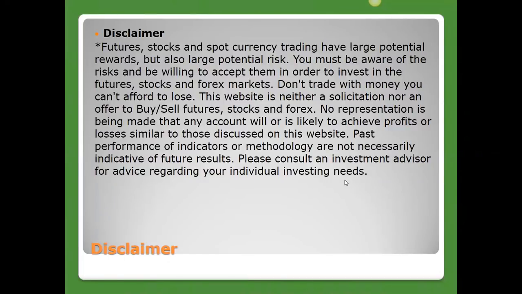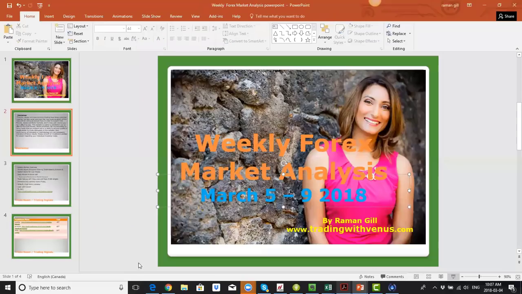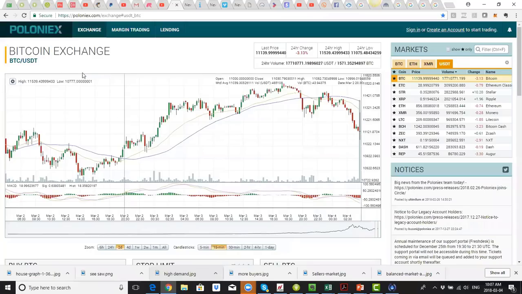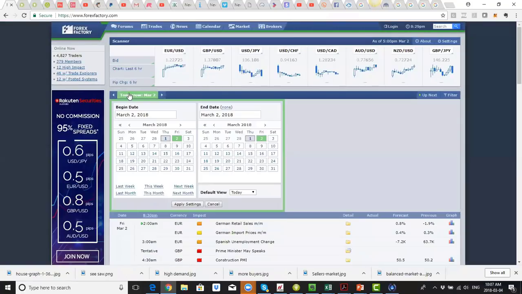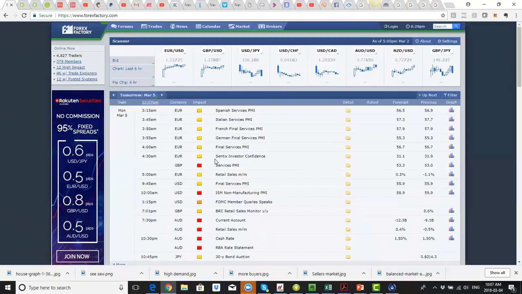All right, so let's get started here. As usual, we'll start off by taking a look at our Forex Factory here. We always look at the news first, and then we'll get into our charts and technicals.